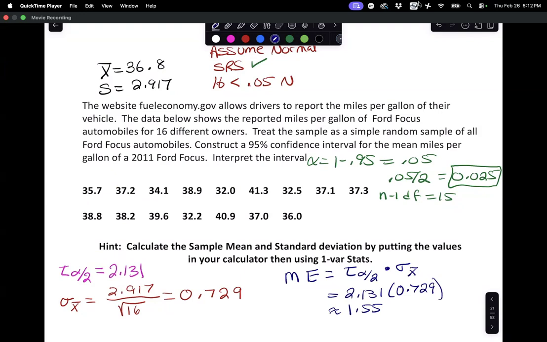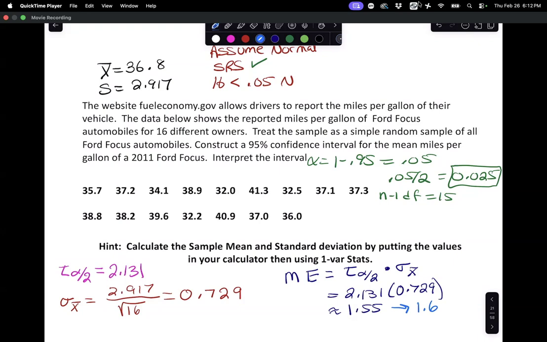How'd we do? Did you guys get 1.55? All right. I don't really have room to write my whole answer, I could do it up top. Okay. So since I have 36.8 for my mean, I think I'm going to just do 1.6 for my margin of error because my mean is to one decimal place. I know I'm being kind of lazy. I'm going to go to 1.6.